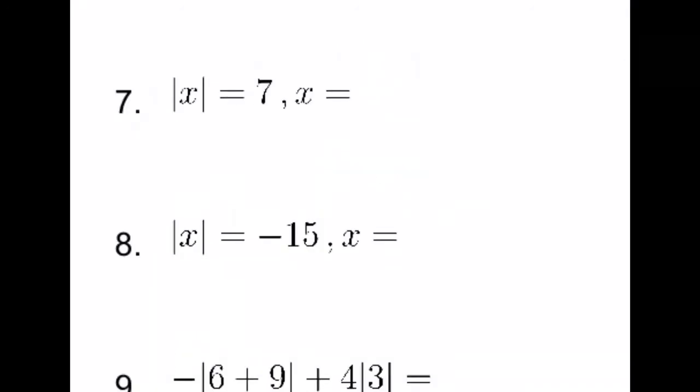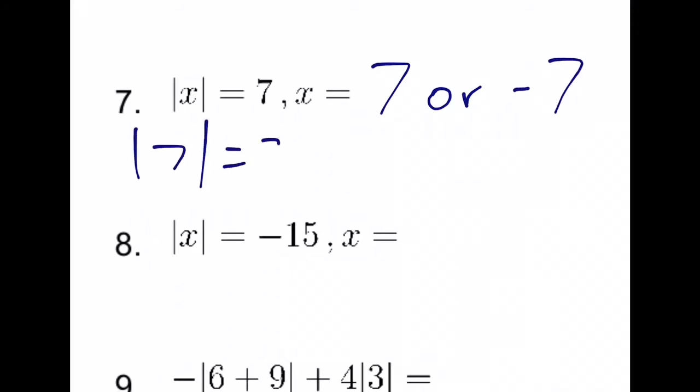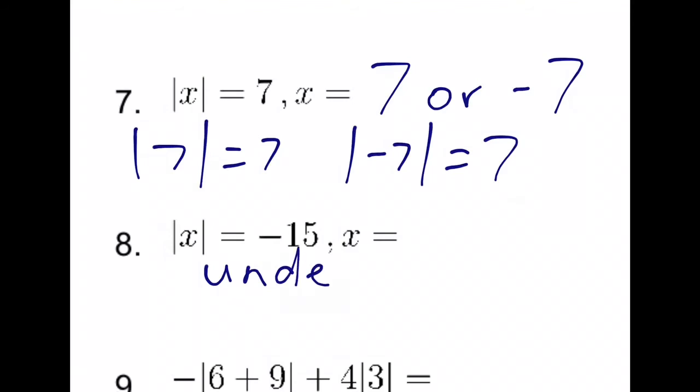For 7, what possible values could x be if the absolute value of x is equal to 7? Either 7 or negative 7 would be correct, because the absolute value of 7 is equal to 7, and the absolute value of negative 7 is equal to 7. Number 8, this is either undefined, or if you wrote impossible or no solution, that would be fine, because an absolute value will never come out negative.